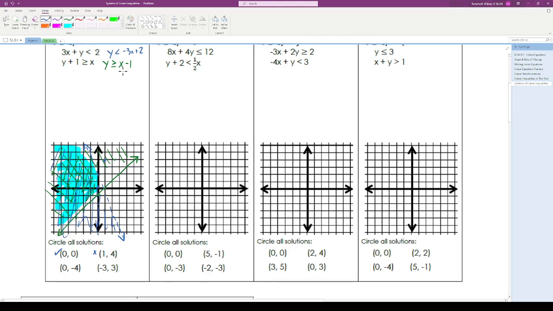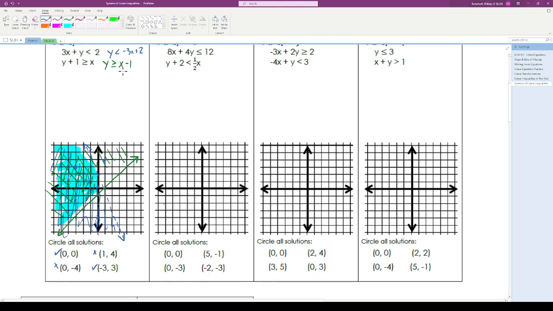0, -4 is similar. It's in the blue region, but not in the green one, so it is not a solution for both. And then -3, 3 is right here, right in the middle of the double shaded region, so that is a solution for both of these linear inequalities. Or we would say it's a solution for the system.